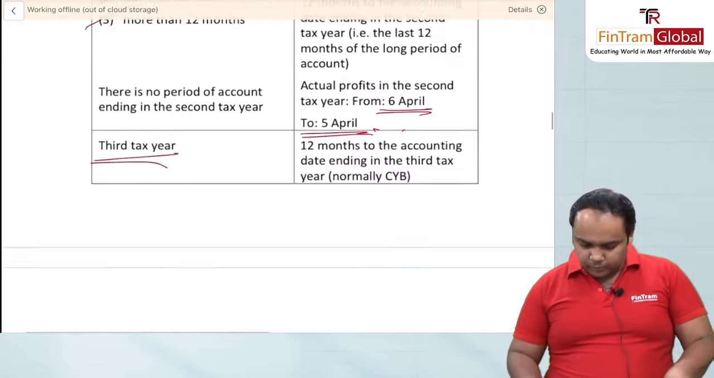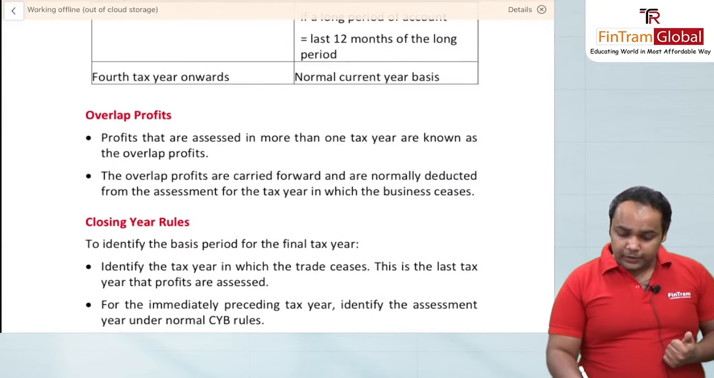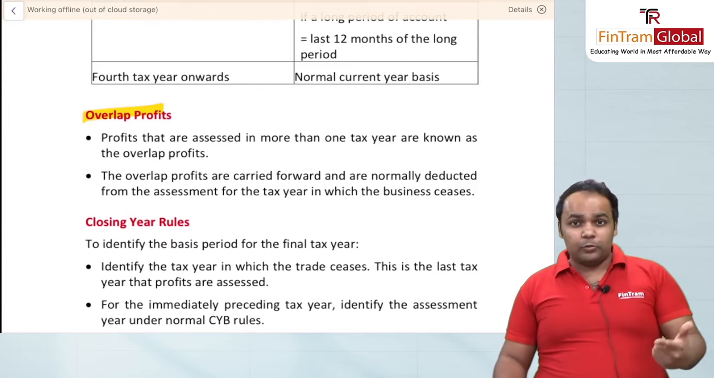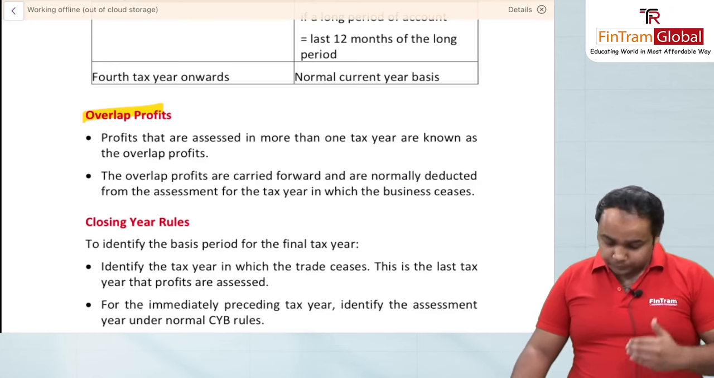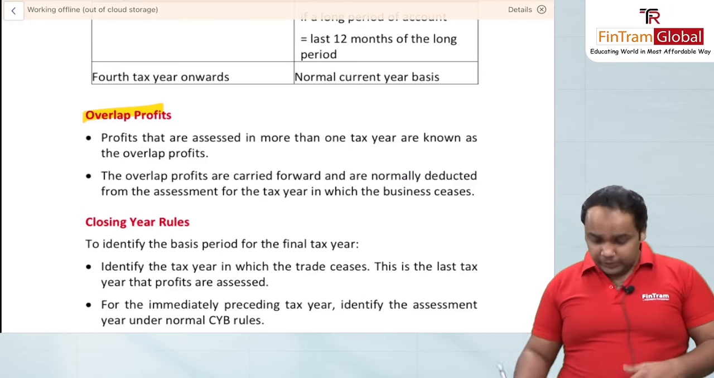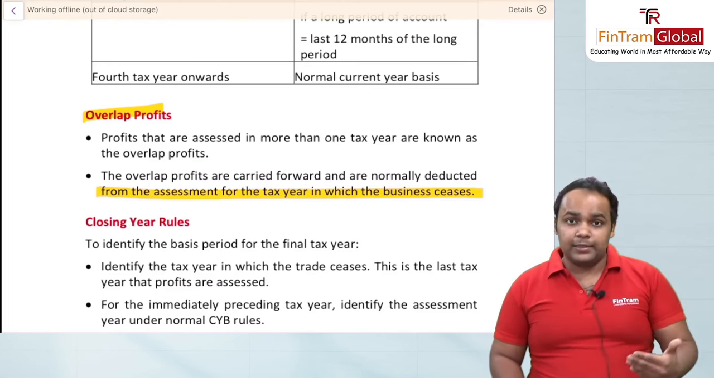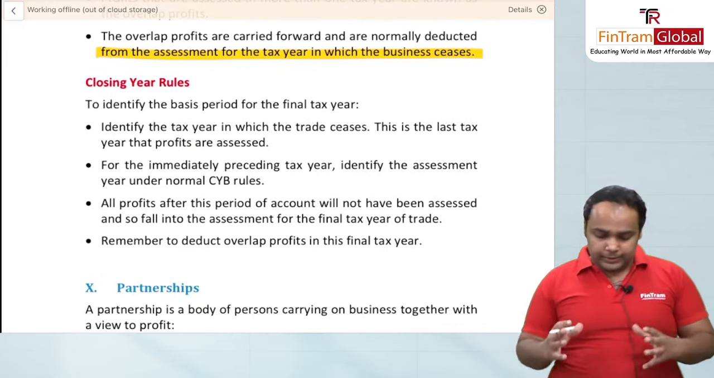Similarly, there are special rules for the third year as well. Remember, overlap profits is again a very important concept. These are profits that are taxed twice. Because of these opening year rules, there are certain profits that may be taxed twice. Now, they are carried forward indefinitely and deducted in the year in which the business ceases. So, these remain frozen until the business ceases.